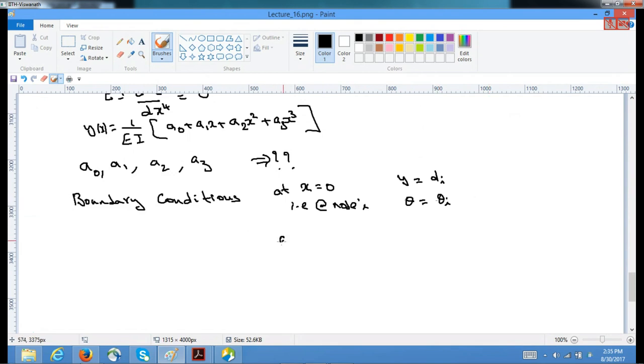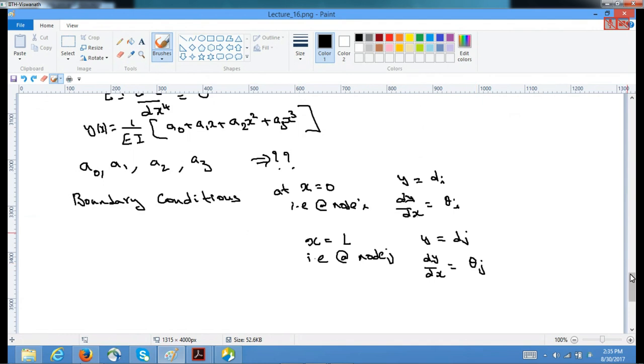Similarly, I will rewrite it as: my dy by dx at node I is equal to theta I. These are the two boundary conditions. I need four boundary conditions to determine the four unknown coefficients. So I will use, at x equals the length of the beam, that is at node j, my y is equal to dj and dy by dx is equal to theta j. Based on these four conditions, I will not derive it. I have already dealt with it in the previous class.